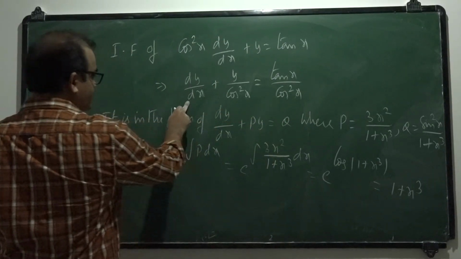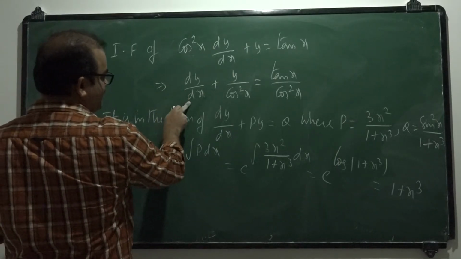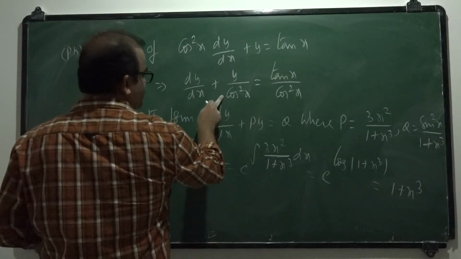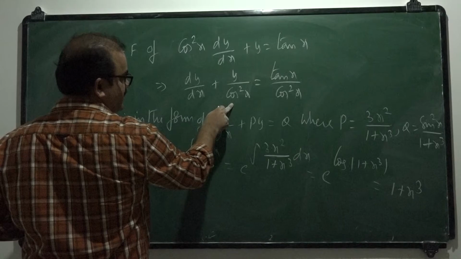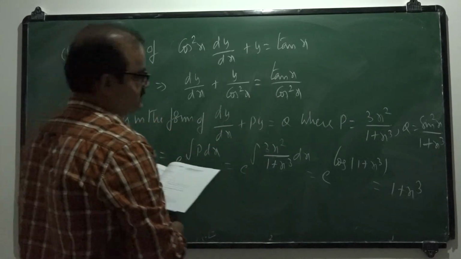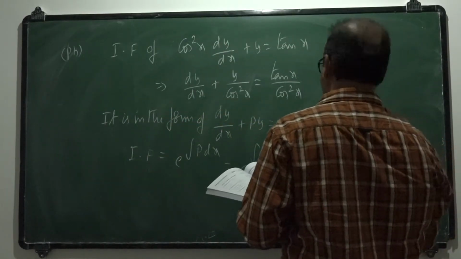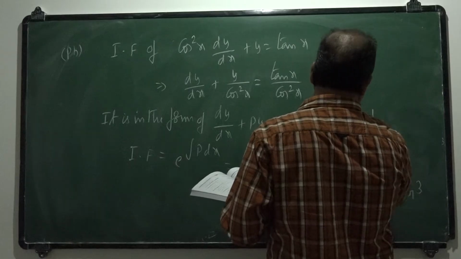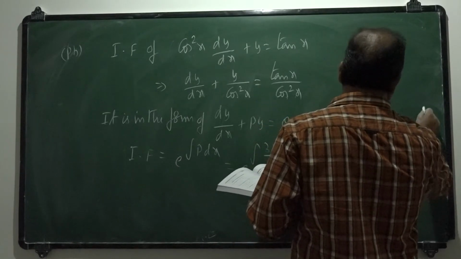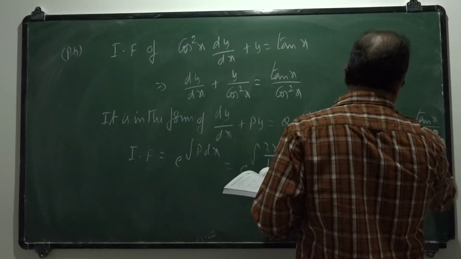See, this equation is in the form of dy by dx plus p into y is equal to q. What is p value? 1 by cos square x. What is q value? Tan x by cos square x. P is 1 by cos square x. Q is tan x by cos square x.